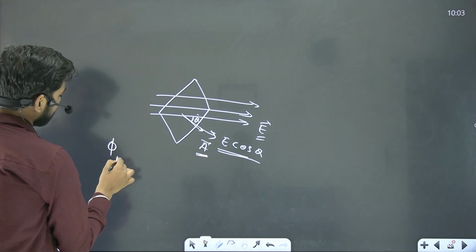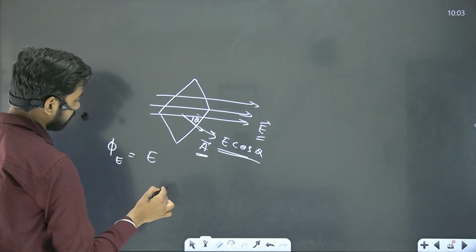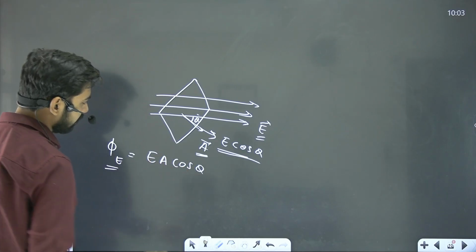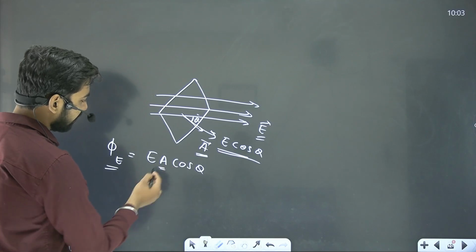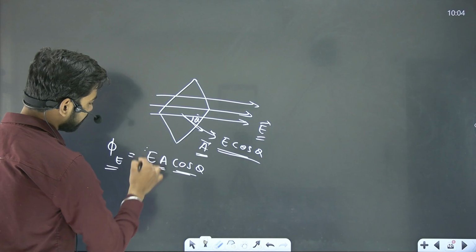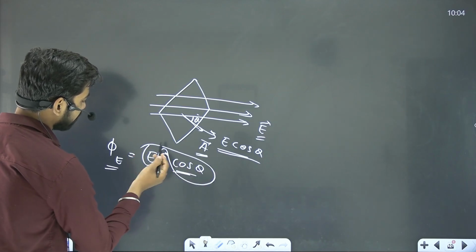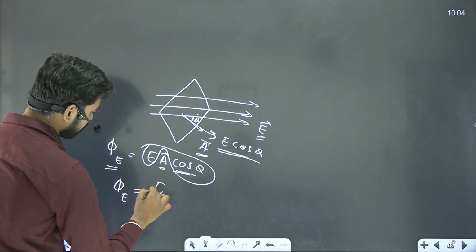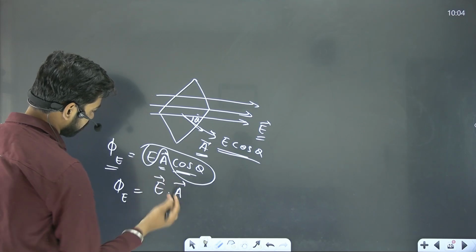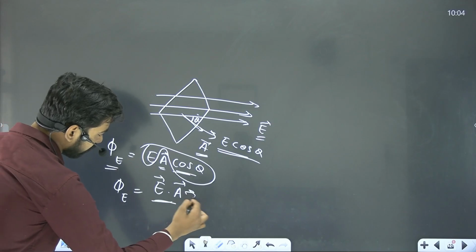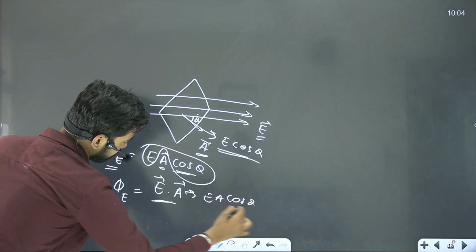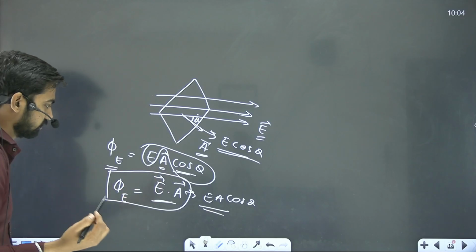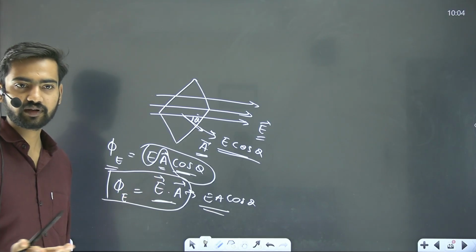So I can write one thing. The electric flux must be E A cos theta. This is the area vector, this is the area, and E cos theta is the component which is passing through this area vector. I can also write it this way: E dot A. E dot A means E A cos theta, the dot product.